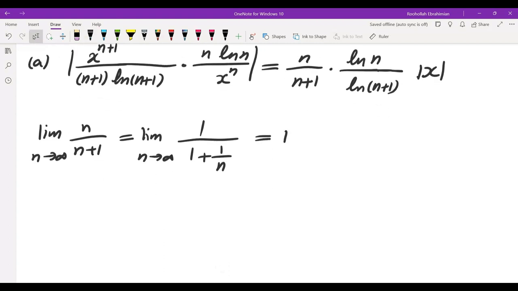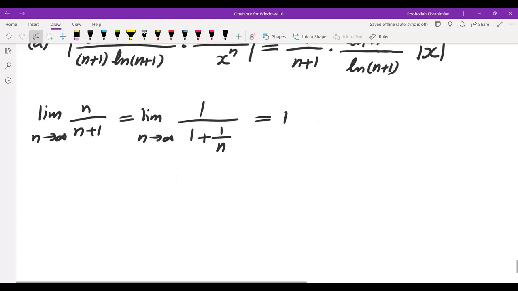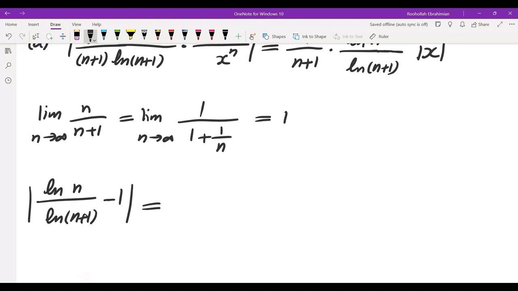Natural log of n over natural log of n plus 1 is a little bit more complicated. So we know that it should approach 1 intuitively. So let's take the difference of natural log of n over natural log of n plus 1 and 1. And we're going to show this in fact approaches 0. So if you take the common denominator, you get this.